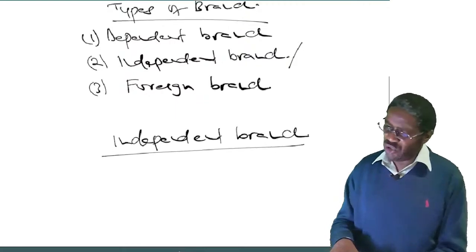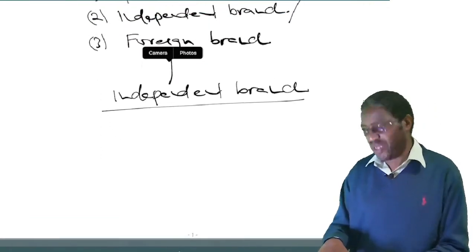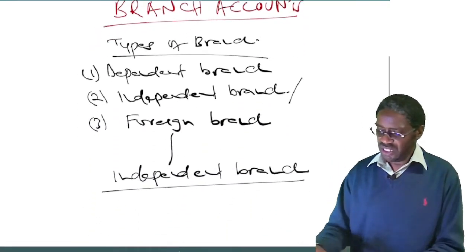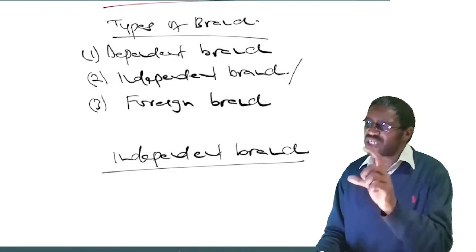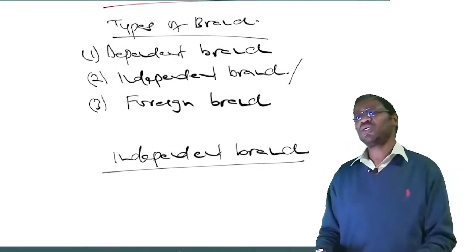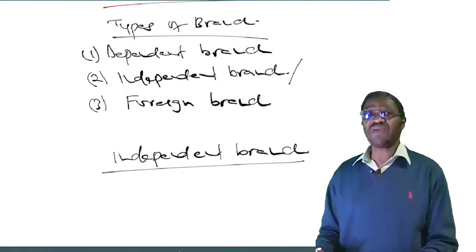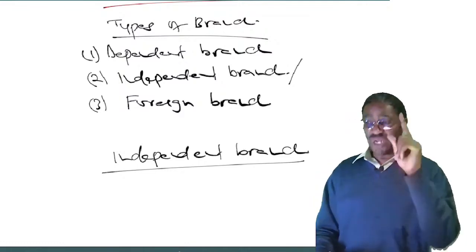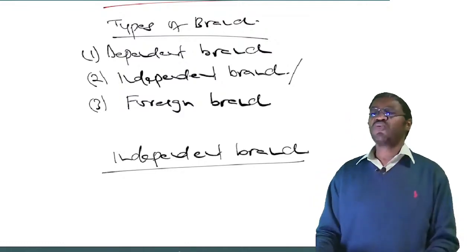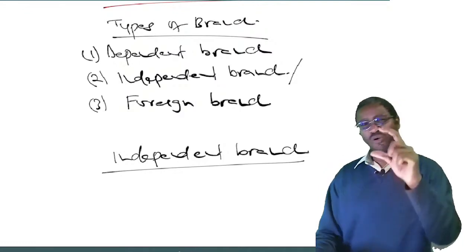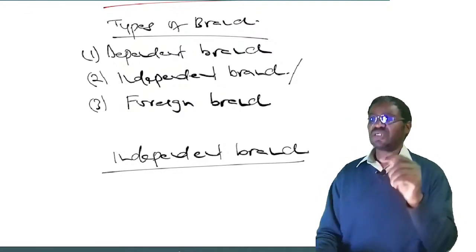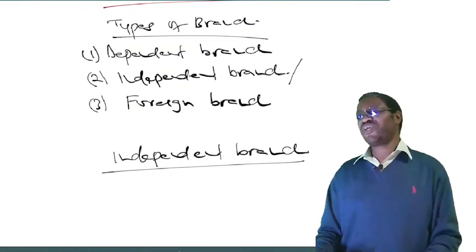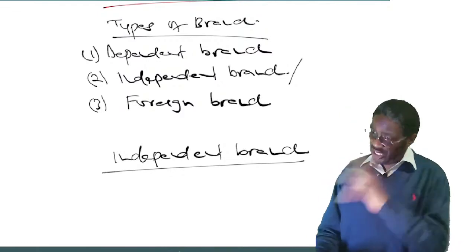So when you have an independent branch, listen now, it means that every time you are transacting with your branch, you as a head office will keep your own records of transactions with your branch, and then the branch also will keep their own records of the transactions with the head office.